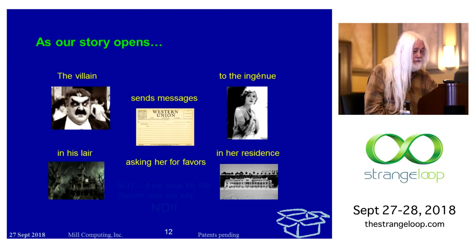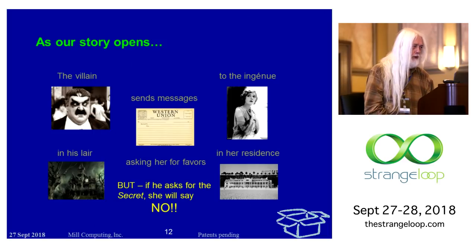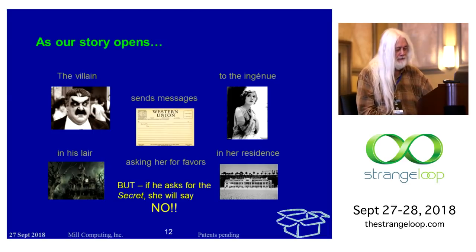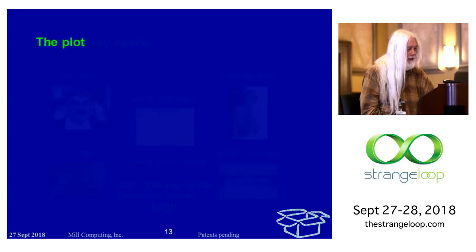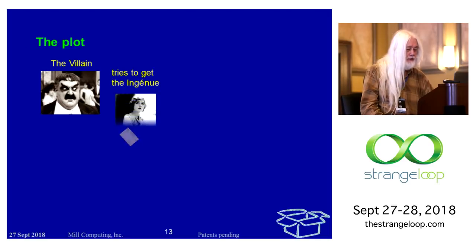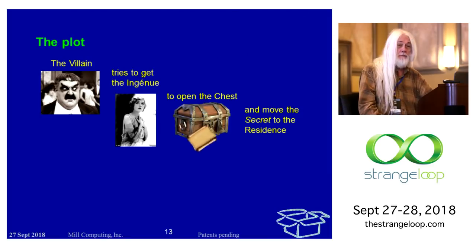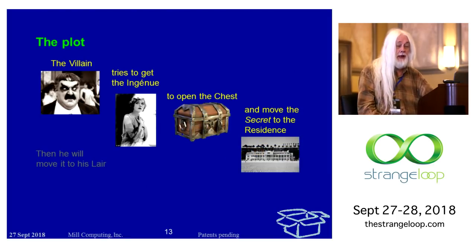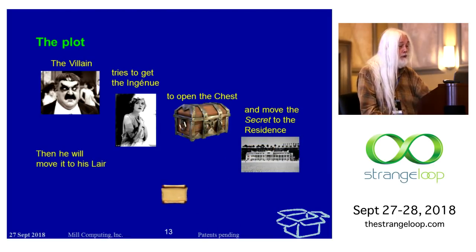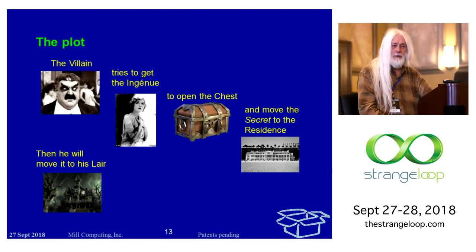He will, in fact, ask for the secret, but of course, she's aware of this, and she'll say no if he does. Our plot: the villain is going to try and get the ingenue to open the chest, pull out the secret, and move the secret into her residence. That is, move it up from wherever it's stored into the CPU. And then he's going to attempt to move it to his lair where he can abscond.